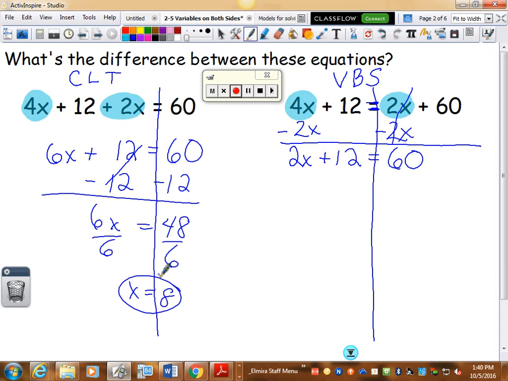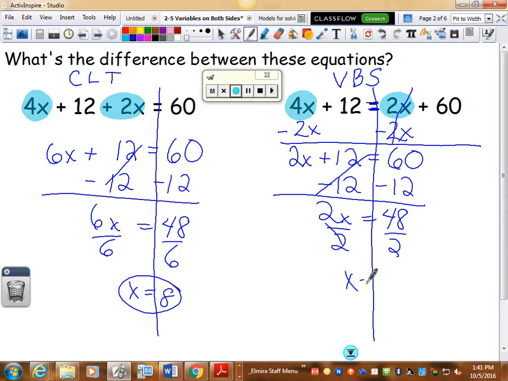I get x equals 8 for the combine like terms problem, and I get x equals 24 for the variables on both sides problem. We're going to be focusing on the variables on both sides problem. All the rest of our sample problems are going to be like the ones we see on the right. But in terms of our review for the quiz and upcoming quiz on Friday, you really have to know both kinds of equations, and we'll be working on that tomorrow.